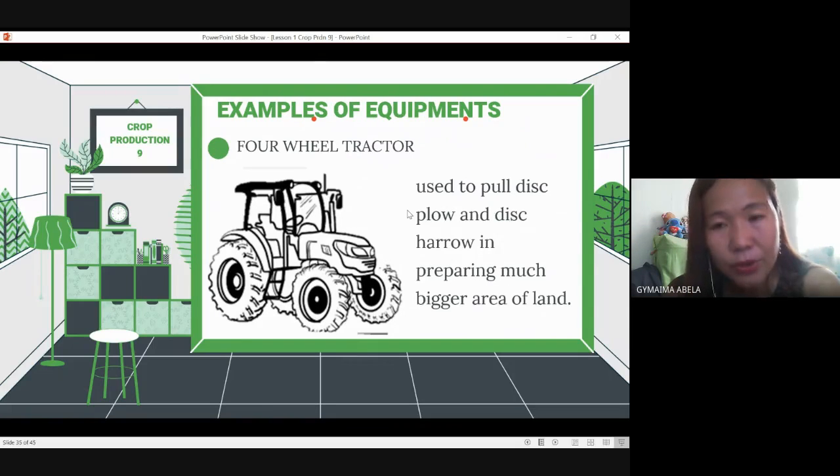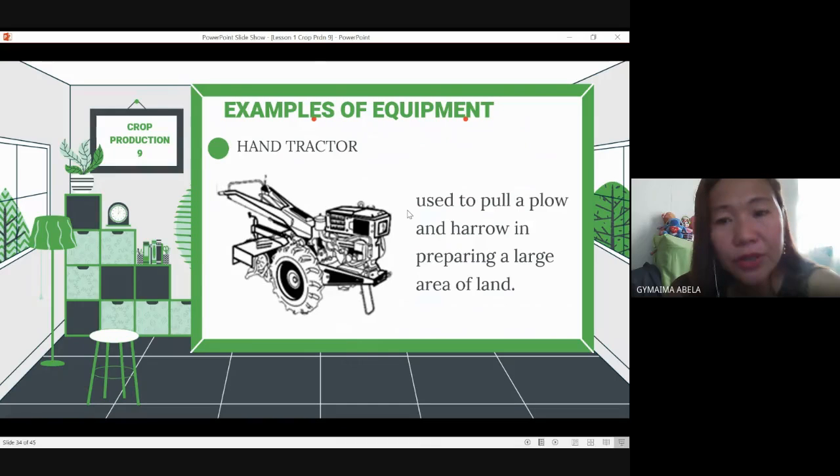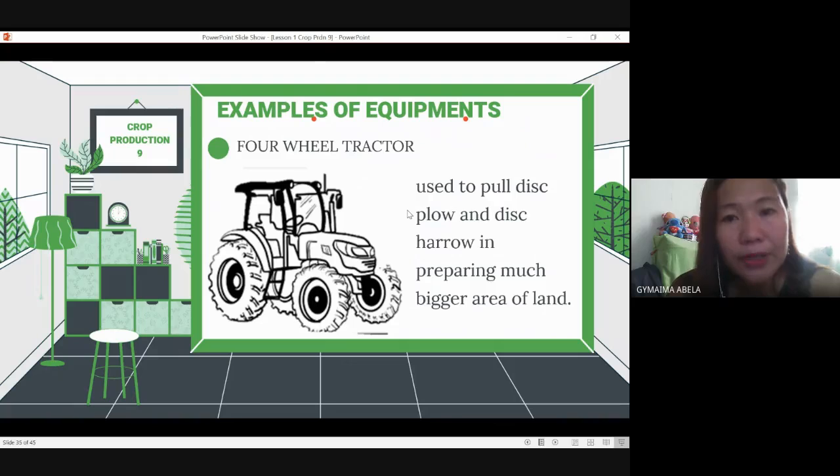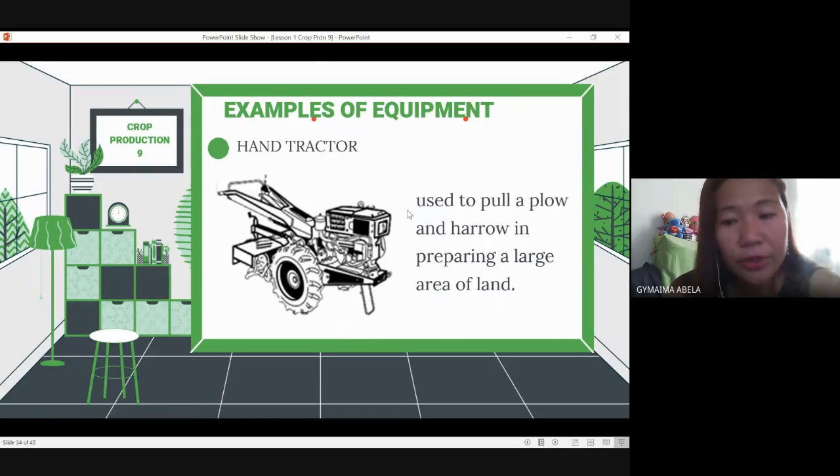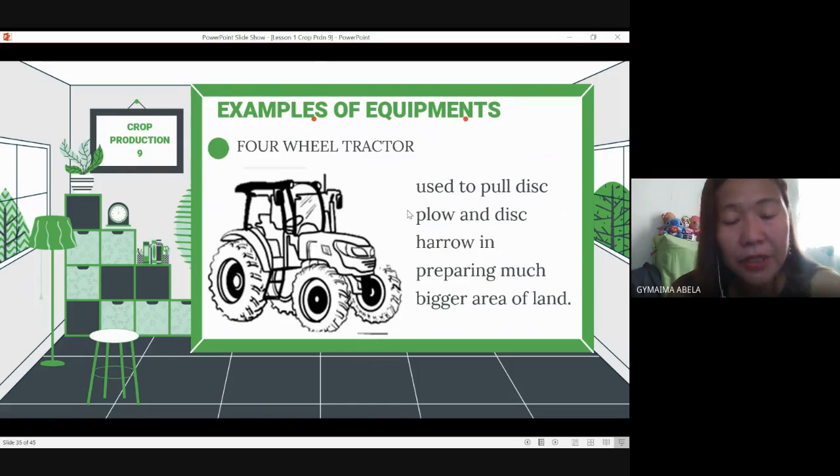Another is the four-wheel tractor. It is also used to pull the implements or accessories for preparing a much bigger area of land. If the hand tractor is used for a large area of land, the four-wheel tractor is used in preparing a much bigger area of land. Same function as the hand tractor. The difference is it is used in a much bigger area of land.